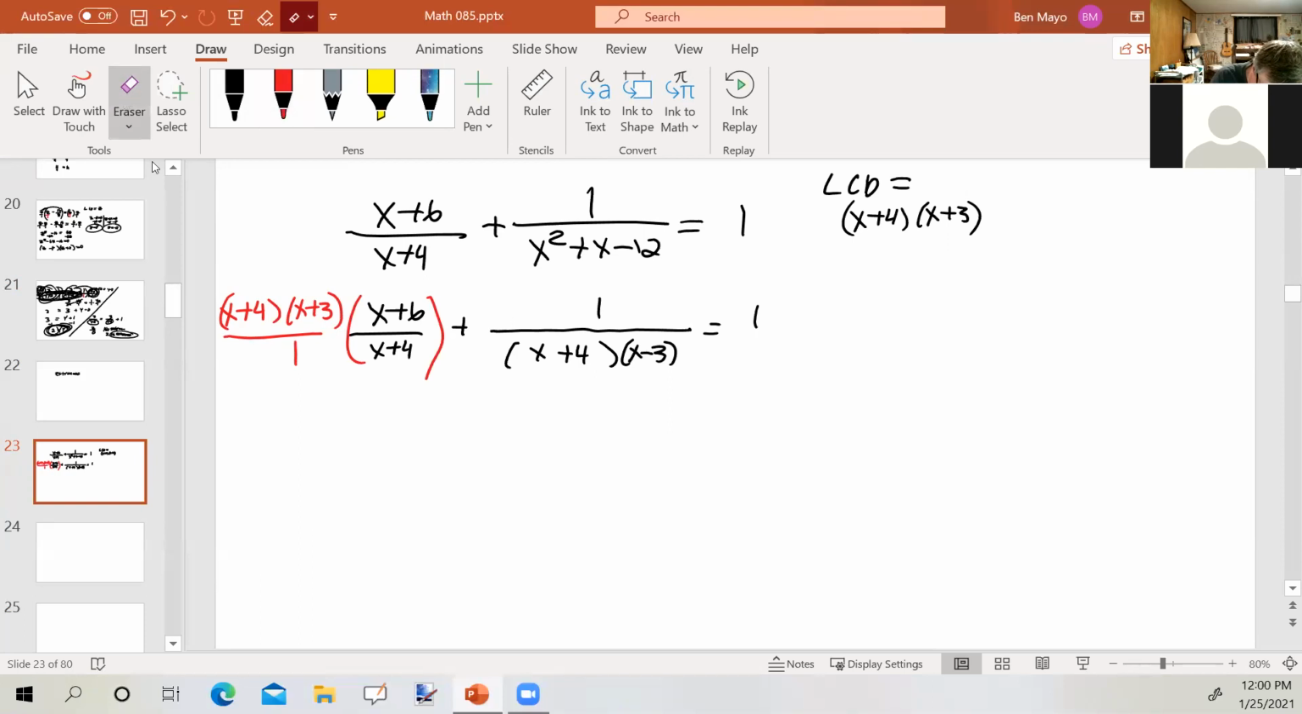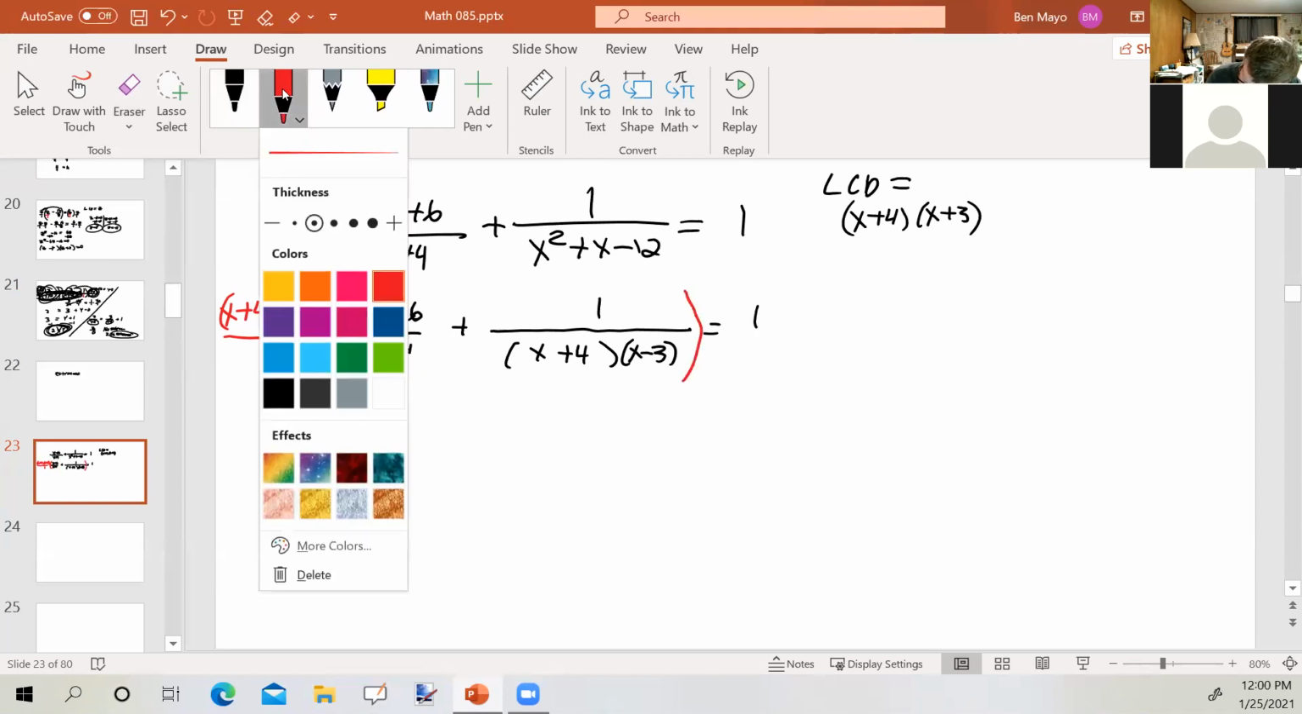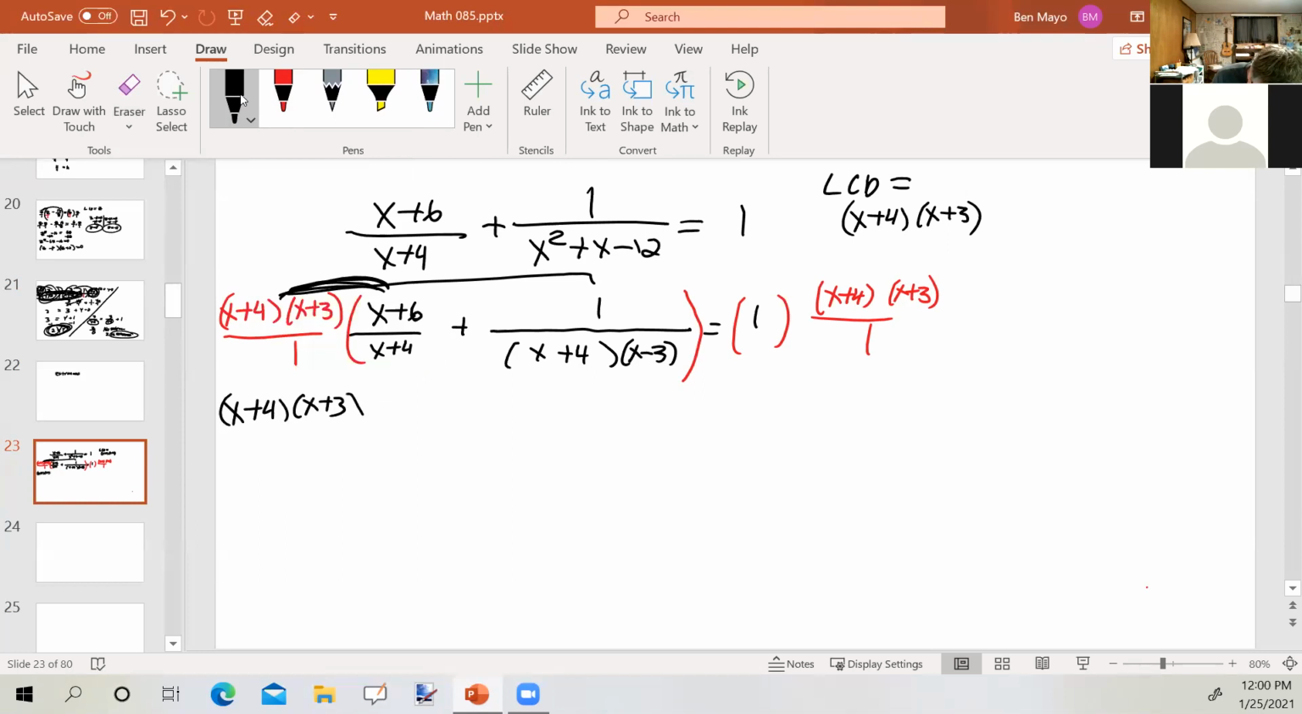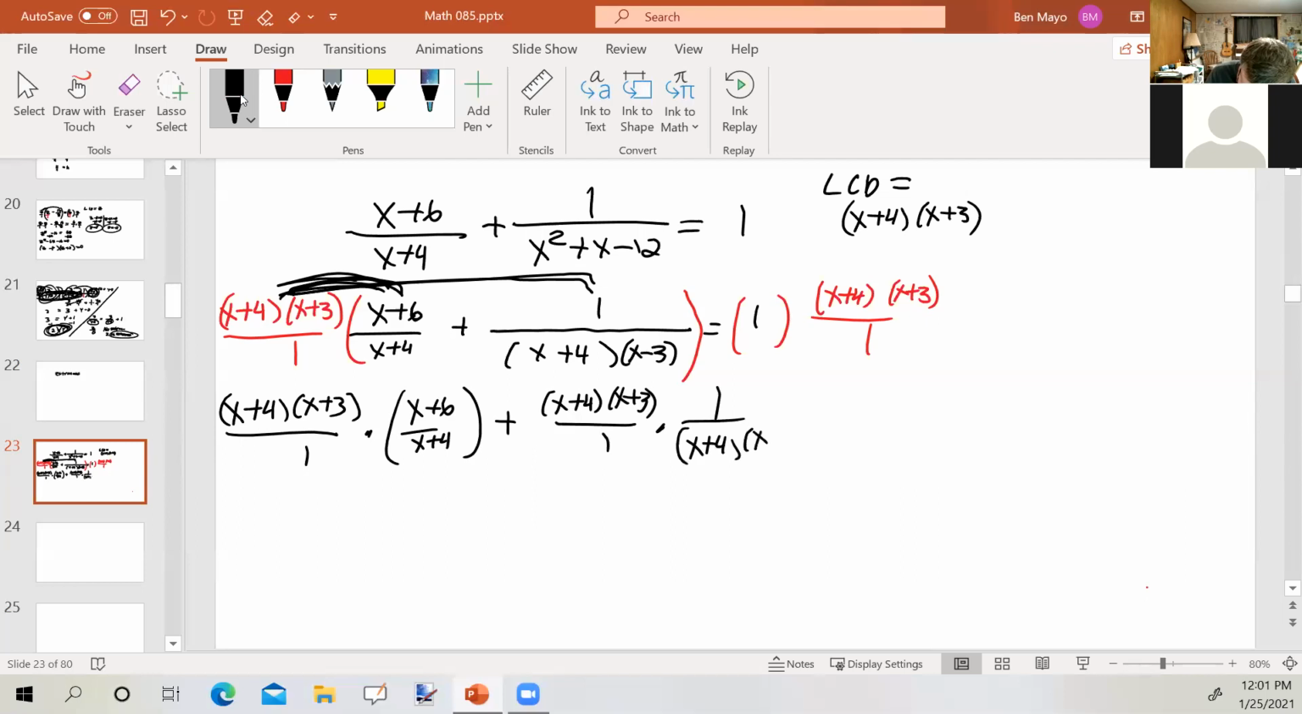Actually, hang on here. What I want to do is I want to put it over there to start with. And then over here, (x + 4)(x − 3) over 1. Okay, now I'm going to distribute the (x + 4)(x − 3) here and then here. Doing it in this first place, that gives me (x + 4)(x − 3) over 1 times (x + 6)/(x + 4). That's this times this. Now taking it times this, we get plus (x + 4)(x − 3) over 1 times 1 over (x + 4)(x − 3).